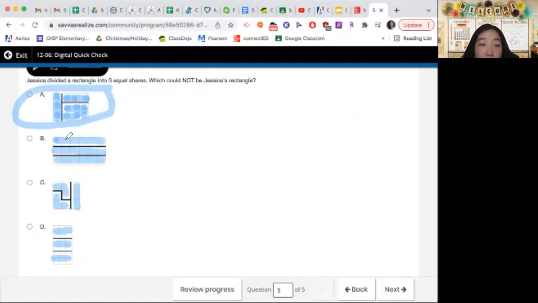Let's see. Everyone gets 1, 2, 3, 4, 5, 6. So everyone here gets 6. On C, how many pieces does every person get? 3. And then what about D? How many pieces does each person get in D? 6. 1, 2, 3, 4, 5, 6. So the only one where they don't get equal pieces is A.